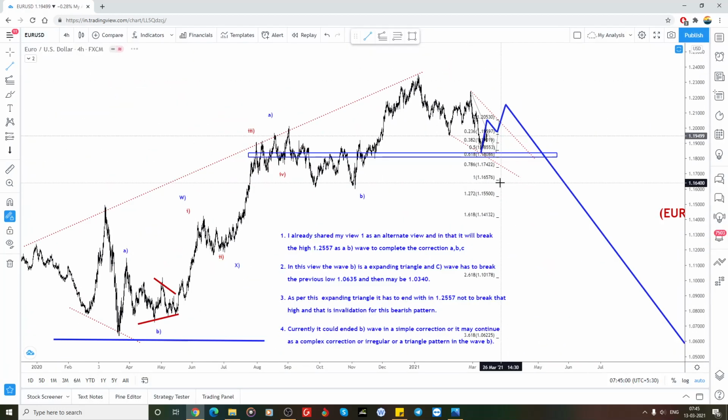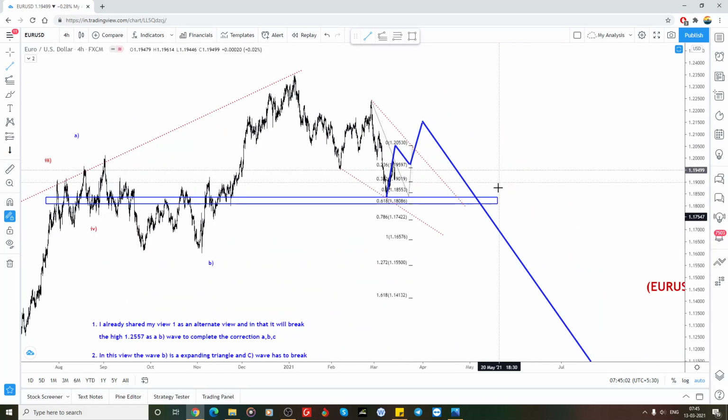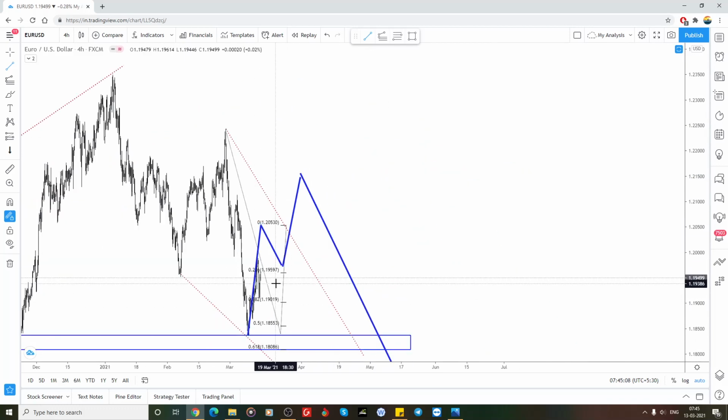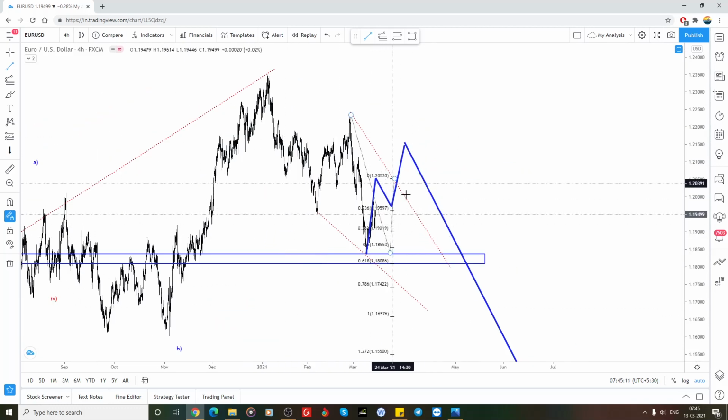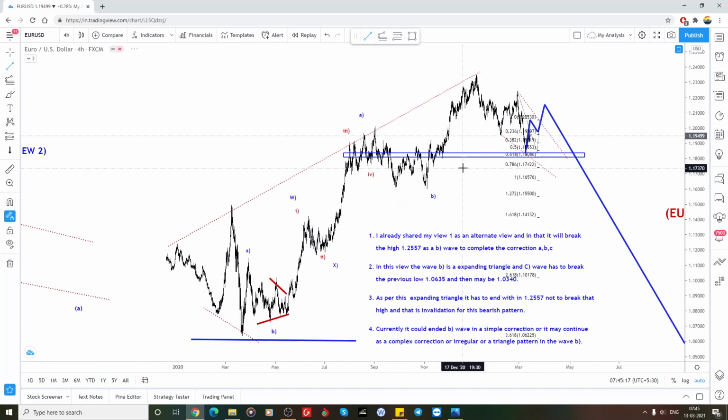Let's move on to Euro USD. Euro USD is also the same, a kind of inverted, vice versa. So this ABC is a 1, ABC is a 2, ABC is a 3. Now I'm looking for the ABC as a 4, so we are in that fourth wave. After that again ABC as a 5. So this is also the same kind of pattern.